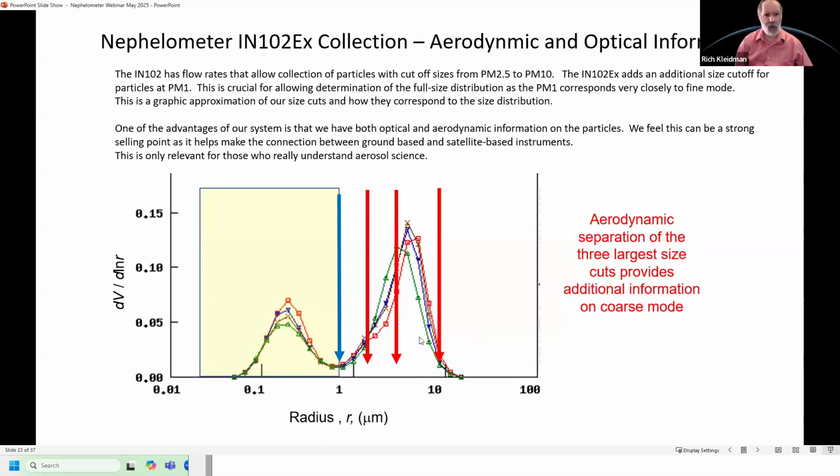Coarse mode can actually be more difficult to characterize because coarse mode might have changes in density, whereas fine mode usually does not. So we're doing an aerodynamic sizing by the size cuts, and then we're doing optical sizing by the measurements using the angular information as well as the wavelength information.